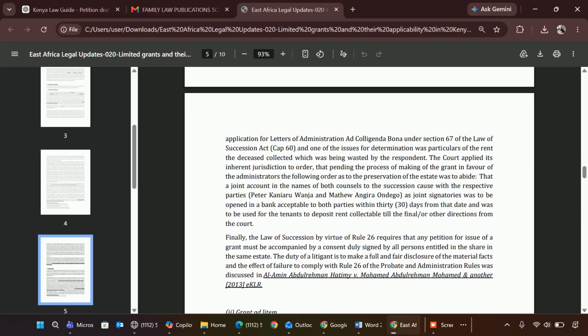And finally, by virtue of Rule 26 of the Probate Rules, it requires that any petition for issue of a grant must be accompanied by a consent duly signed by all persons entitled in the share of the same estate.